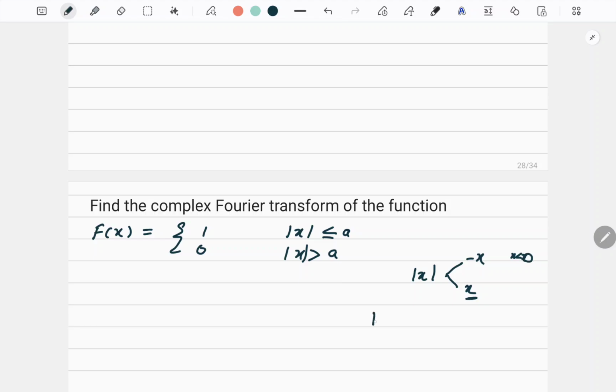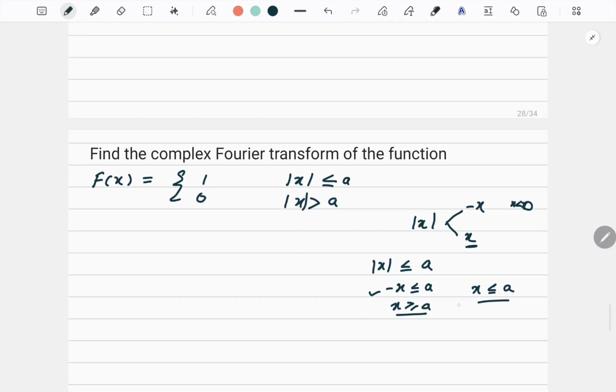So when I am saying mod x is less than or equal to a, it gives two interpretations. One, minus x is less than or equal to a, and one, plus x is less than or equal to a. Now if I multiply the first inequality by minus 1, I get x is greater than or equal to minus a. Now combine these two, and you will get x is between minus a and plus a. So the meaning of this inequality is x is between minus a and plus a. Correct?